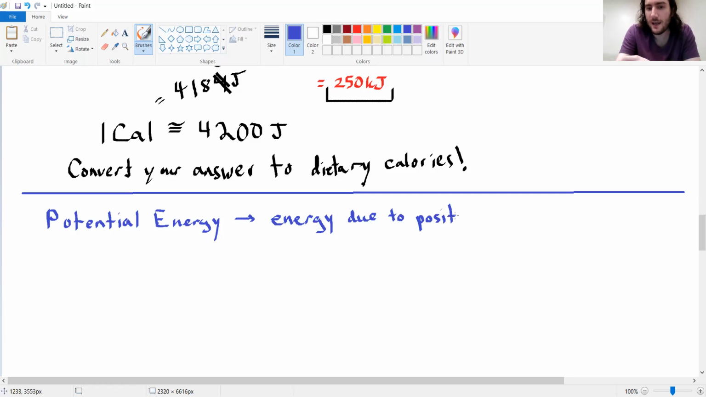Now, for kinetic energy, we can always define it. It's defined through the velocity, and that's the end of the story. So if something is moving, it has kinetic energy. But in a lot of cases, we cannot assign a potential energy to something. And I'll explain when we can and can't in a moment. Energy due to position.